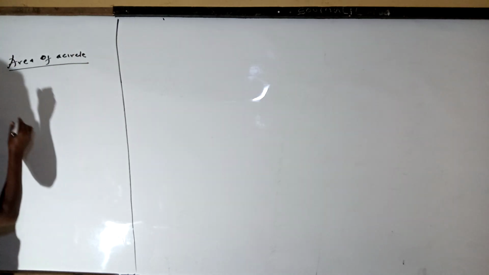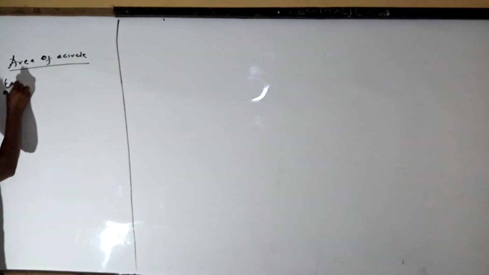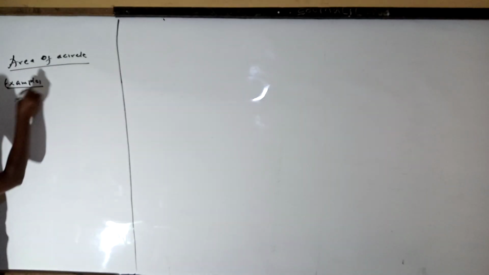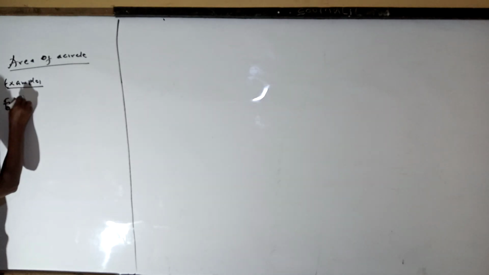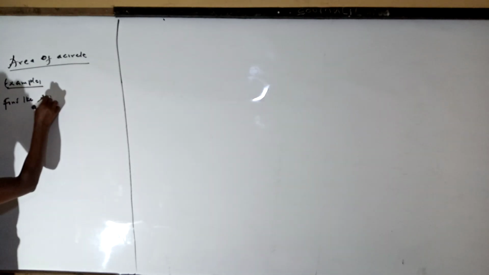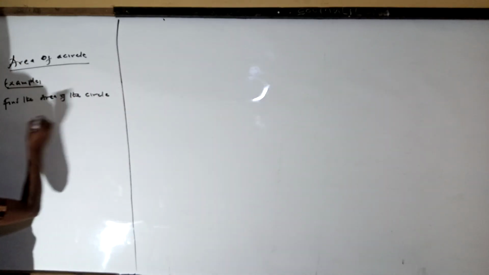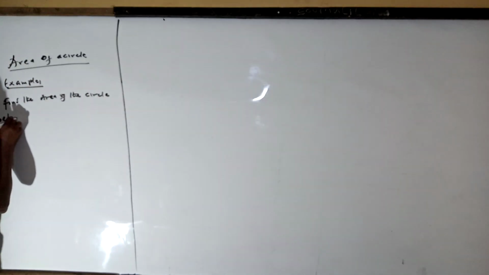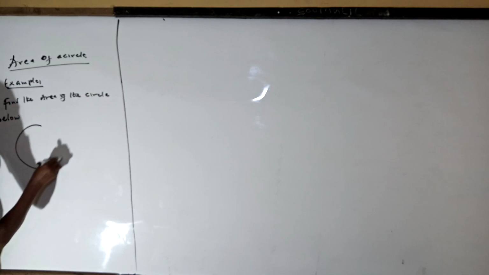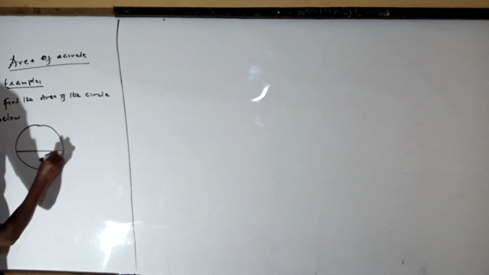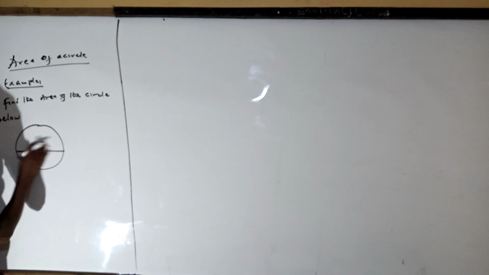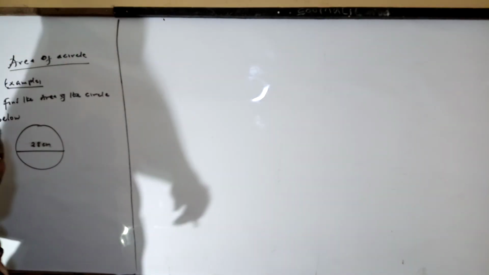Area of a circle. Example 1. Find the area of the circle below. This is the circle we have. So let's say the diameter is 28 centimeters. The diameter is what? 28 centimeters.